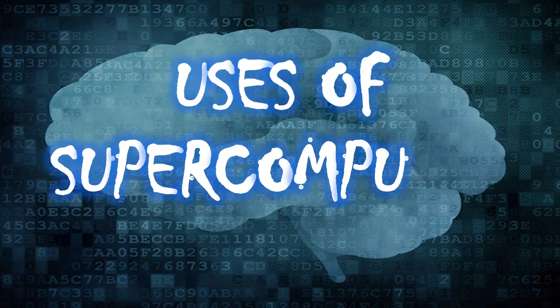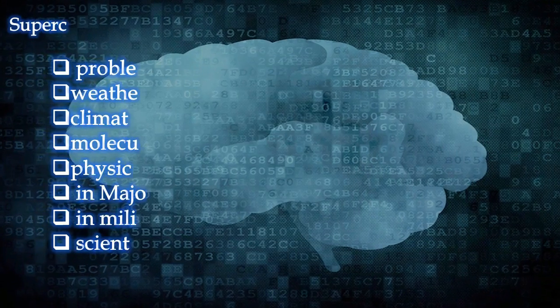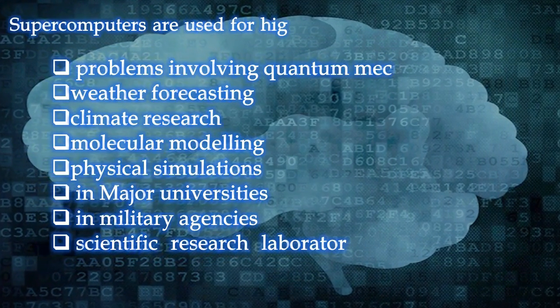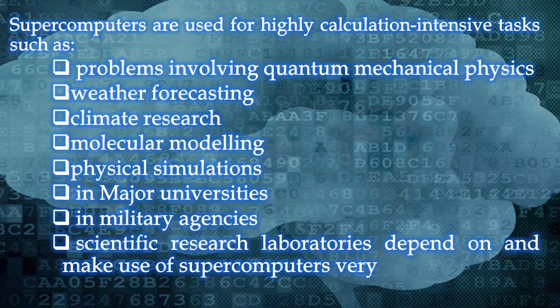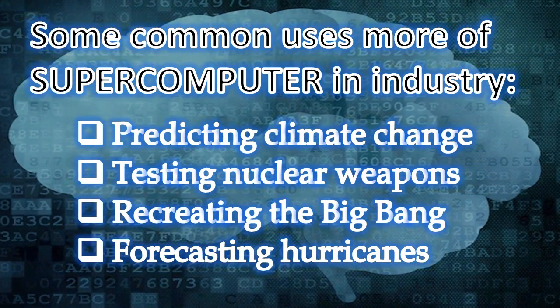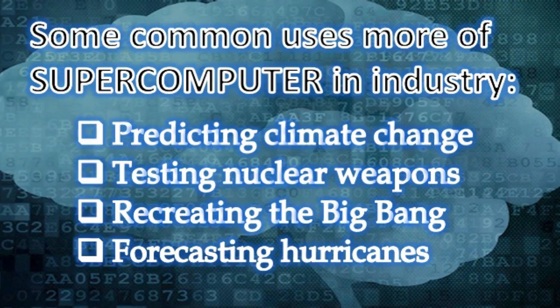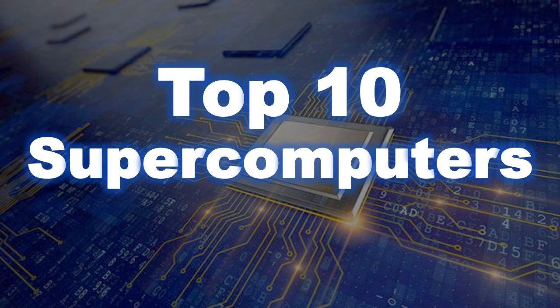Let's have the uses of supercomputers. Common uses of supercomputers in industry include predicting climate change, testing nuclear weapons, recreating the Big Bang, and forecasting hurricanes. Here are the top 10 supercomputers.